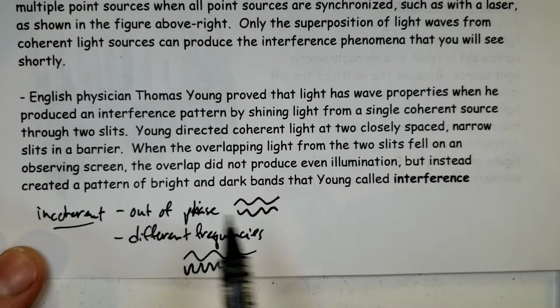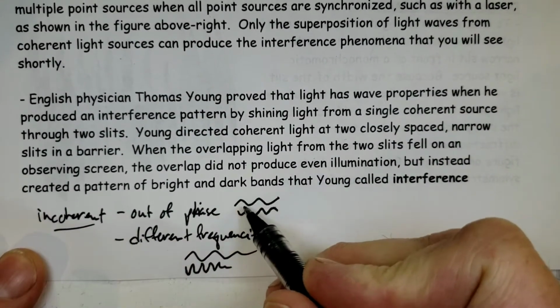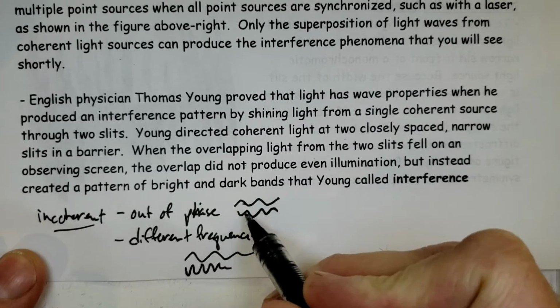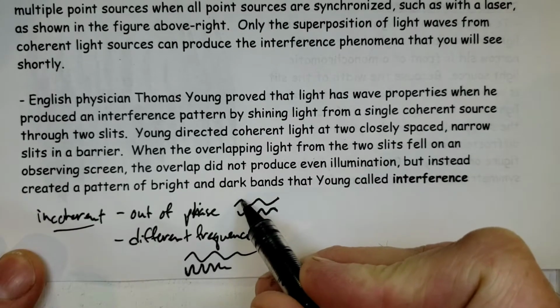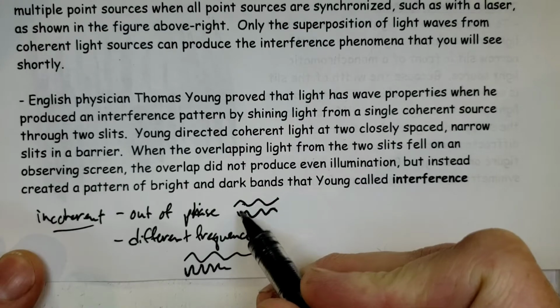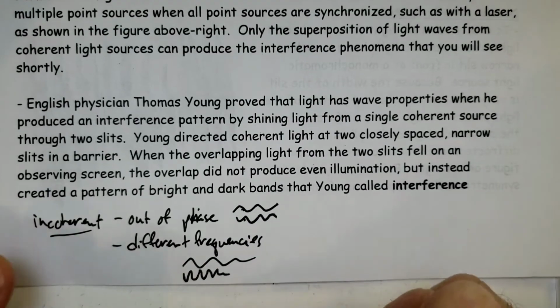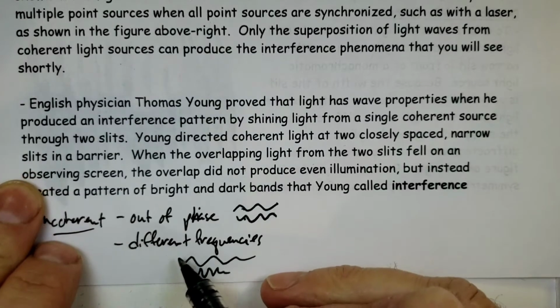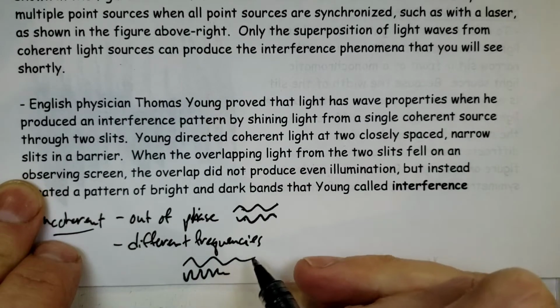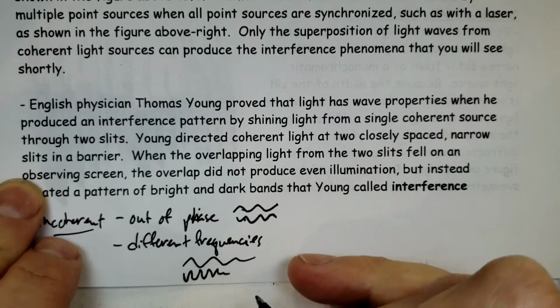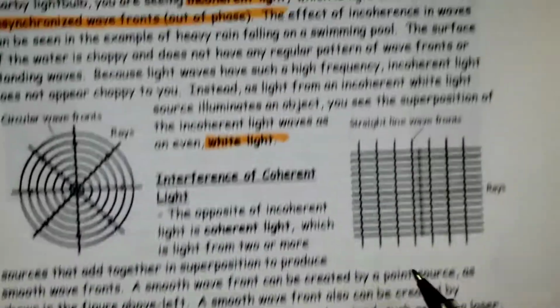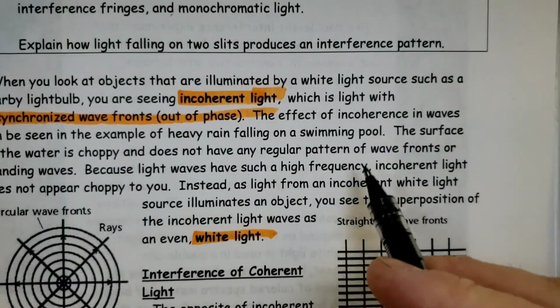So incoherent, they'd be out of phase. So we don't have crest meeting crest. If this wave and this wave are interfering, we can see here's a crest, here's a trough, and they are interfering out of phase. Also, they have different frequencies. So I could have a small frequency here, whereas over here a very large frequency. So out of phase and different frequencies.